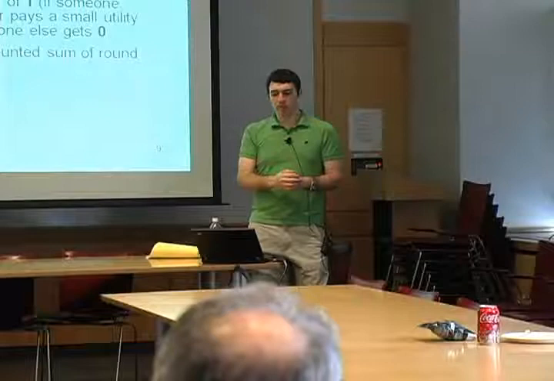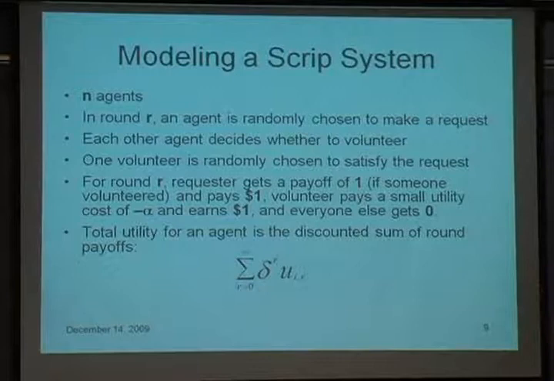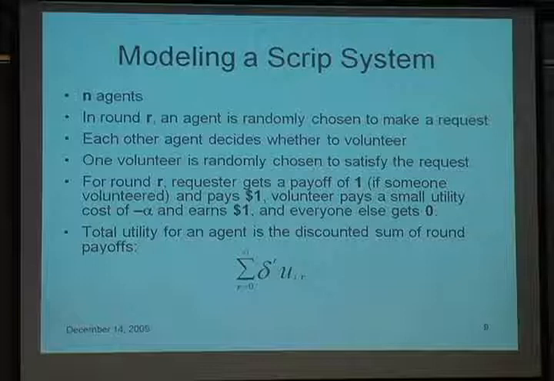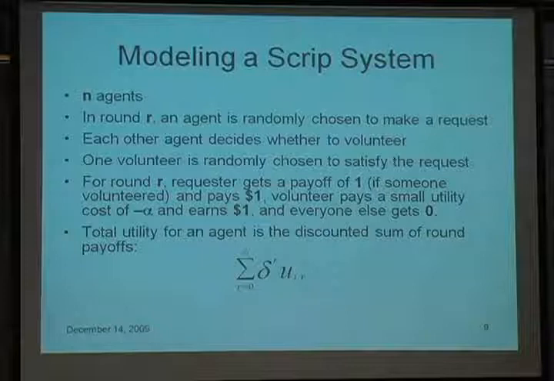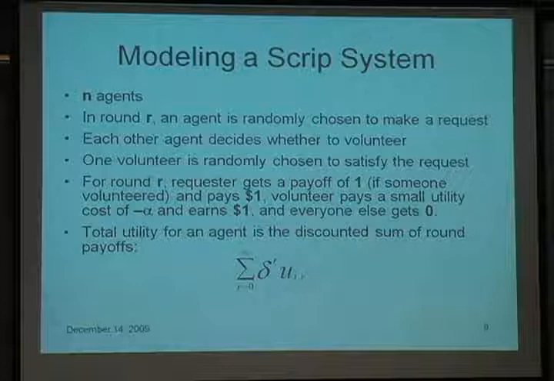And then for that current round, the person who made the request gets a payoff of one unit of utility. They're happy that their babysitting need was taken care of. But they have to pay a dollar. We're going to call our unit of scrip the dollar. And the volunteer has to pay some small cost in utility, say minus alpha, because intuitively, people typically don't like babysitting, or if we're talking about a file sharing system, they don't like using up their bandwidth. They could have been doing other things with that. But they earn a dollar that they can then spend in the system down the road, and everyone else has nothing happen for the round.